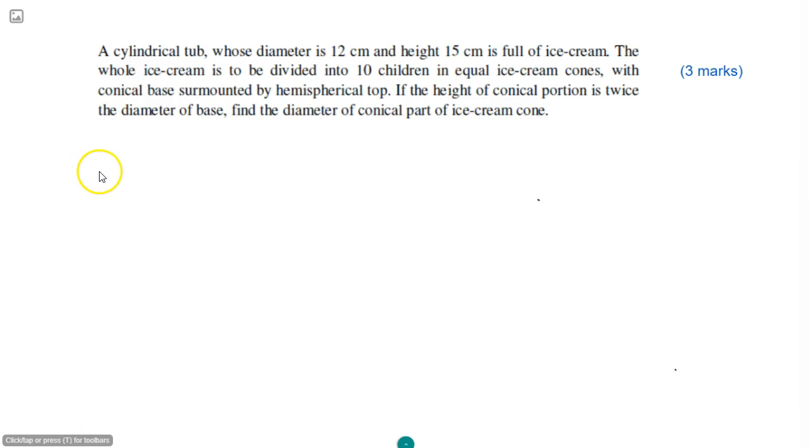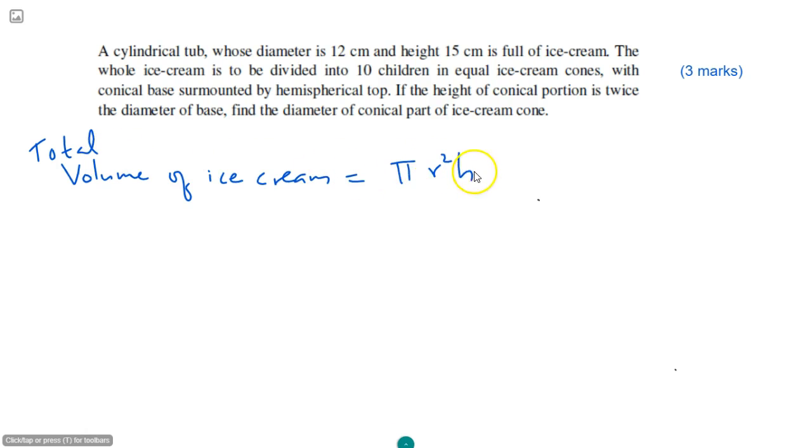So we have some ice cream to be divided into 10 equal parts. Okay. So first, how much ice cream do we have? We have ice cream in a cylindrical tub whose dimensions are given. So let's calculate the total volume of ice cream. That's pi r square h because it's a cylinder. So that's pi into 6 square because the diameter is 12, into 15. That's the volume of ice cream.